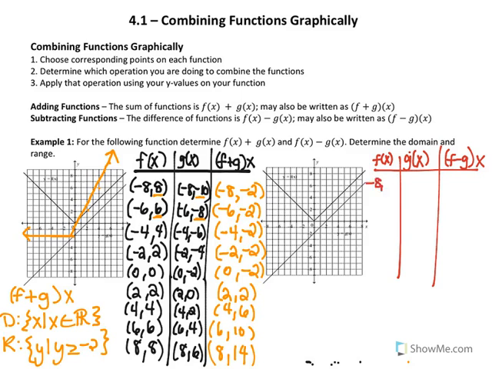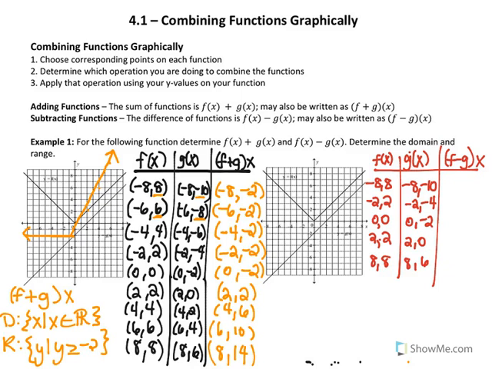Let's go -8 and 8, and let's go -2 and 2, 0 and 0, 2 and 2, and 8 and 8. We don't need all of them. And then our matching points are -8 and -10, -2 and -4, 0 and -2, 2 and 0, and 8 and 6. Okay, so for this one we are going to subtract our y values.